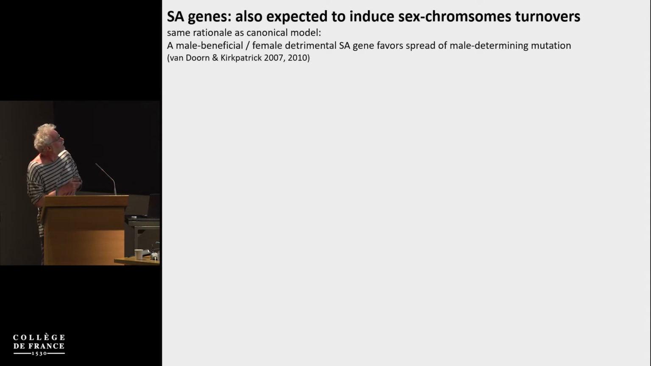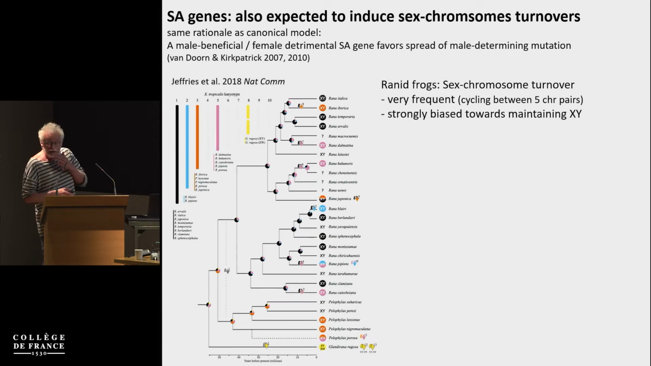This is a model developed by Van Doorn and Kirkpatrick. So we tried to test this. This is work with Dan Jeffries, who is also here. We sampled a series of species from the Ranidae, true frogs, made a phylogeny, and tried to find the sex chromosomes in these species. We were successful in some of them.